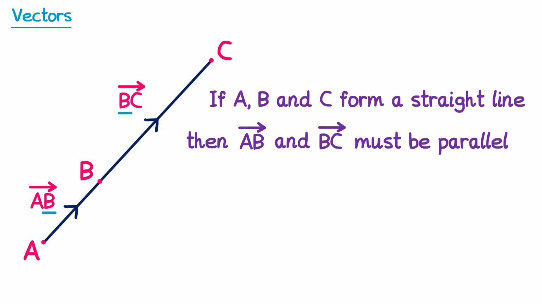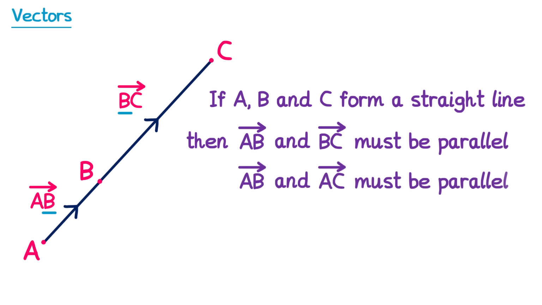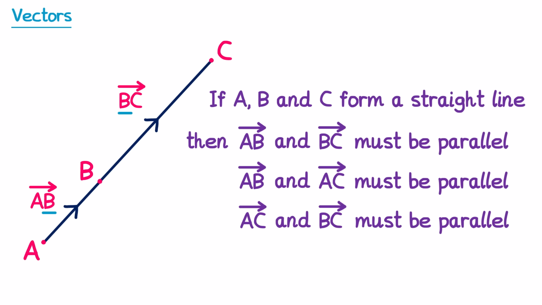It doesn't have to be the point B that's in common though. We could also look at the vectors AB and AC, and they must be parallel. Notice this time both of those vectors have the point A. And it could also be the point C, so the vectors AC and BC must also be parallel. So if you want to prove that 3 points form a straight line, you need to find 2 vectors going along that line that involve 1 point in common, and those 2 vectors must be parallel. If they're not parallel, it's not a straight line.